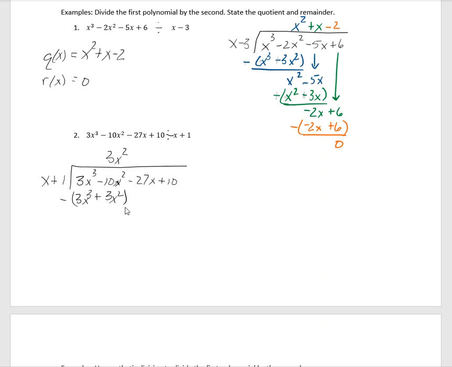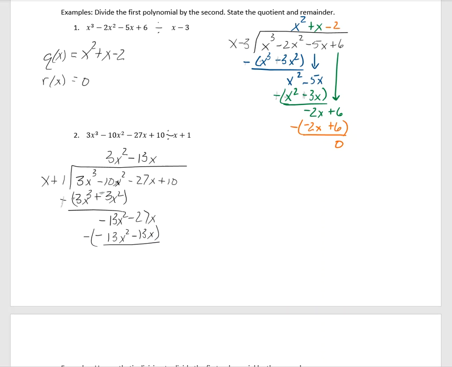I want to subtract that. Subtraction changes our signs. So we'll have 3x cubed minus 3x cubed, and minus 10x squared minus 3x squared, so that's a minus 13x squared, minus 27x. What do I multiply x by to get a minus 13x squared? How about a minus 13x? When I multiply, I'll get a minus 13x squared minus 13x. That one's kind of handy, isn't it?